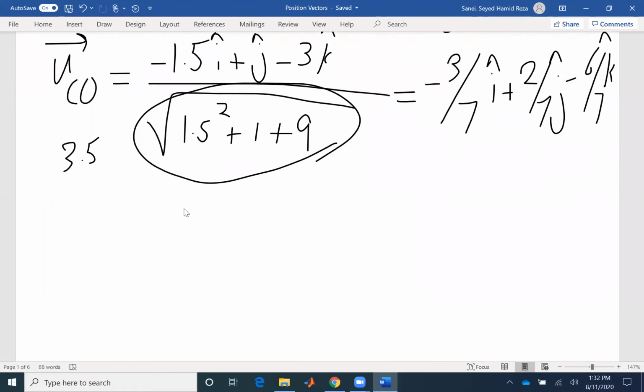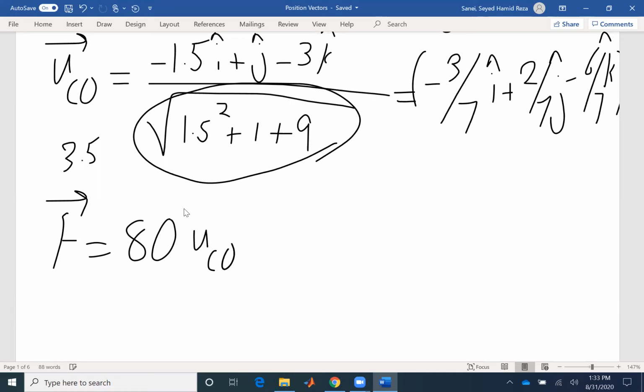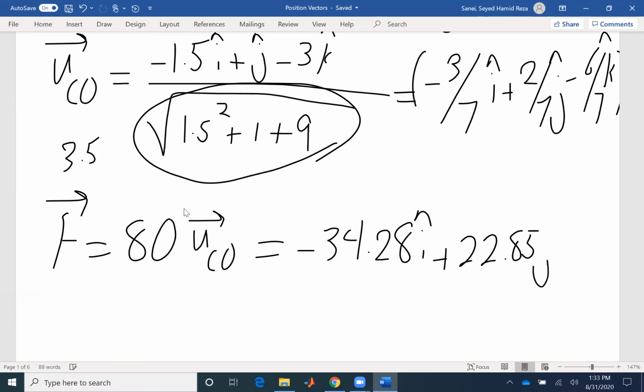Now I can multiply the unit vector with the magnitude. The magnitude was 80, and that's my unit vector. I multiply by u_CO. At the end, I get -34.28i plus 22.85j and -68.57k. So let's try to fit it here.